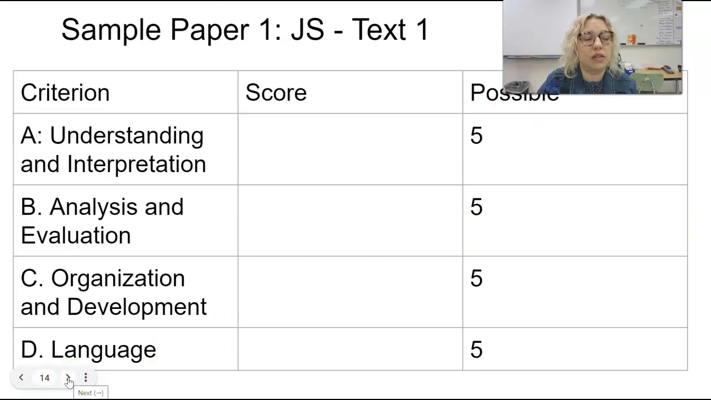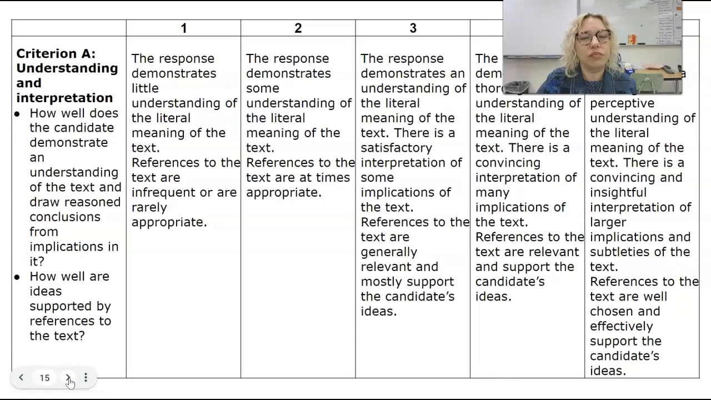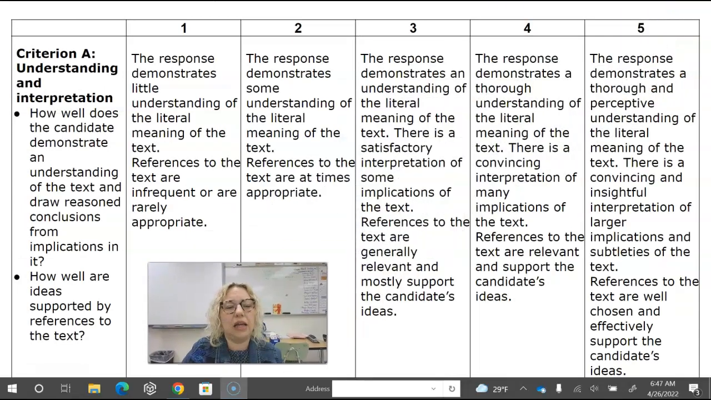Each paper is assessed on the 4 criteria, A, B, C, and D. For an A, in order to score a 5, which is nearly impossible, thanks, IB, the response demonstrates a thorough and perceptive understanding of the literal meaning of the text. There is a convincing and insightful interpretation of larger implications and subtleties of the text. References to the text are well chosen and effectively support the candidate's ideas.